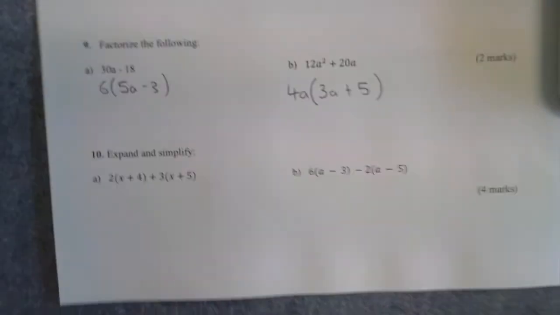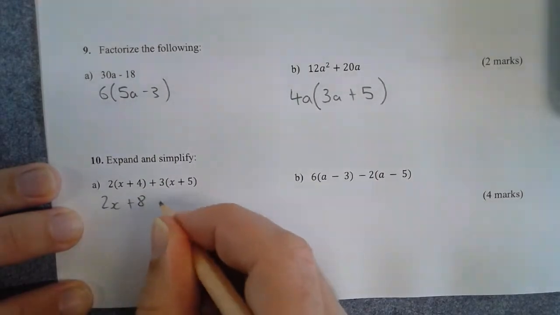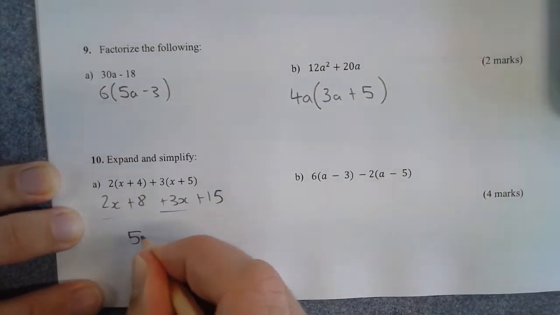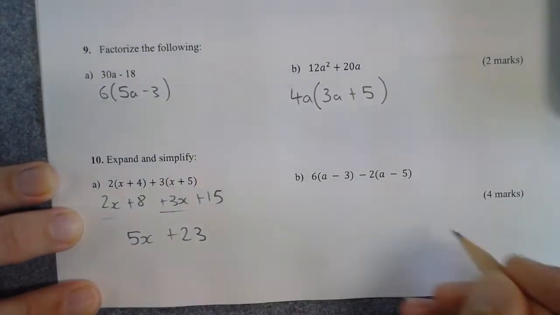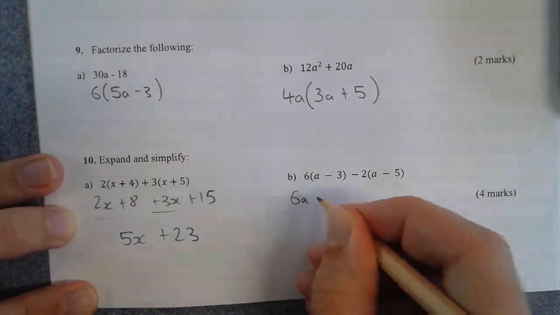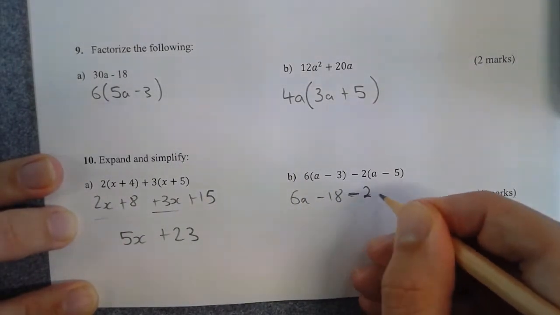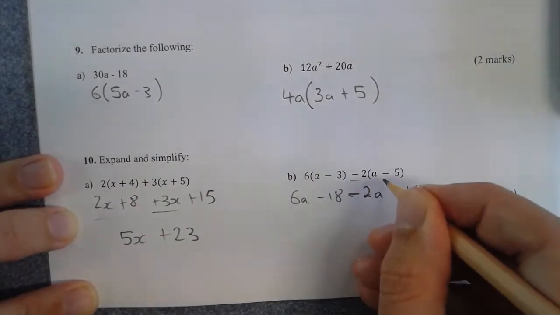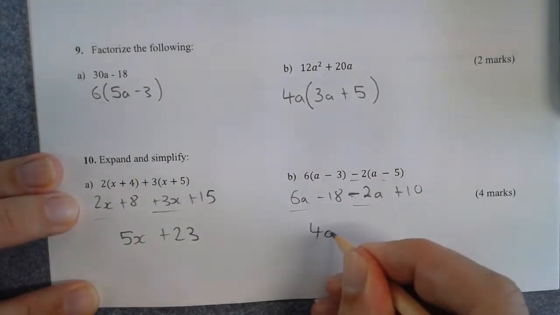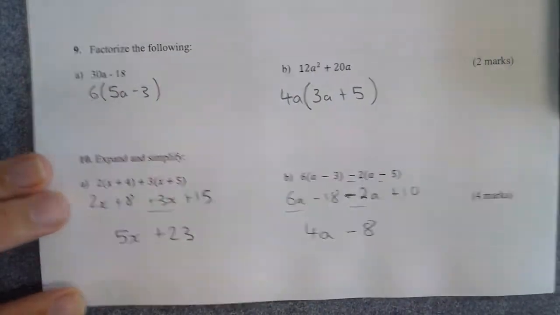Question 10, expand and simplify. So we just first of all expand, 2x plus 8 plus 3x plus 15, and now we collect like terms to get 5x plus 23. We'll do the same here, be careful of the negatives. 6a minus 18 equals minus 2a plus 10, because a minus times a minus is a positive. 6a take away 2a is 4a, and minus 18 plus 10 is negative 8.